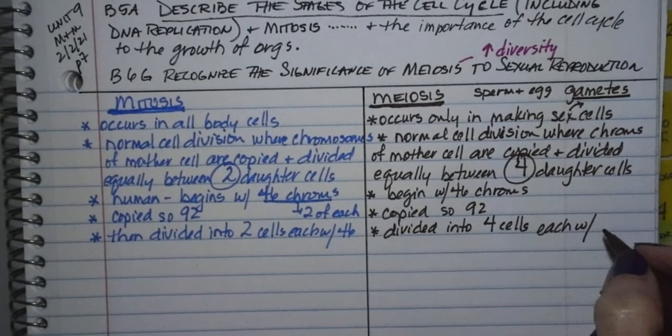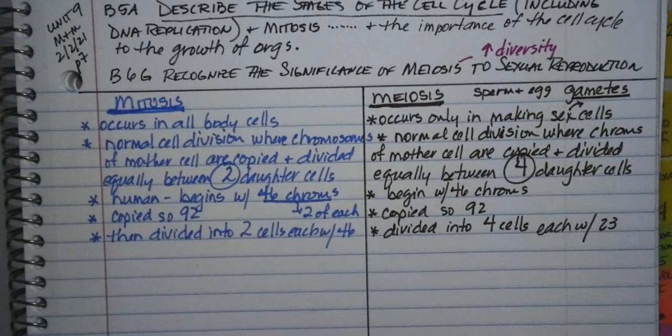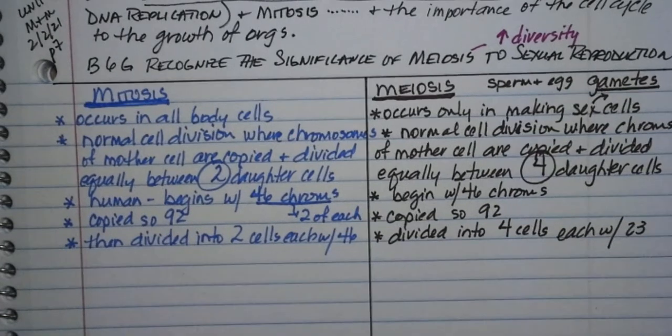So again, that number only applies to humans. Different organisms have different numbers of chromosomes. They don't look the same at all, so it's just a different process here. Corn may have 9 chromosomes. You know, it just depends on what you've got here.